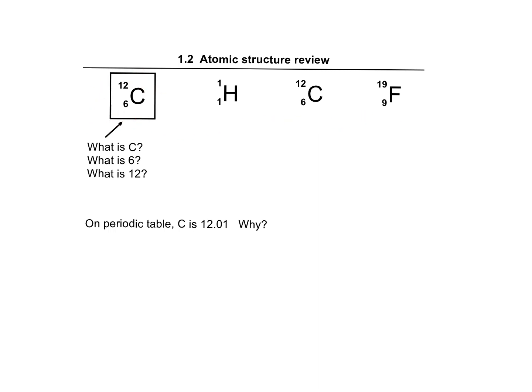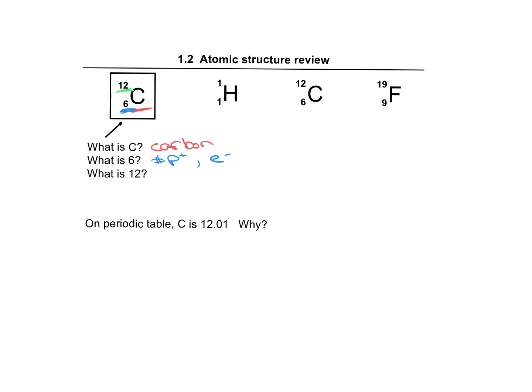First of all, what is the C? This is the chemical symbol for the element carbon. What is the number 6? This refers to the atomic number. This gives us information on the number of protons or the number of electrons. Now keep in mind, protons have a positive charge and electrons have a negative charge.